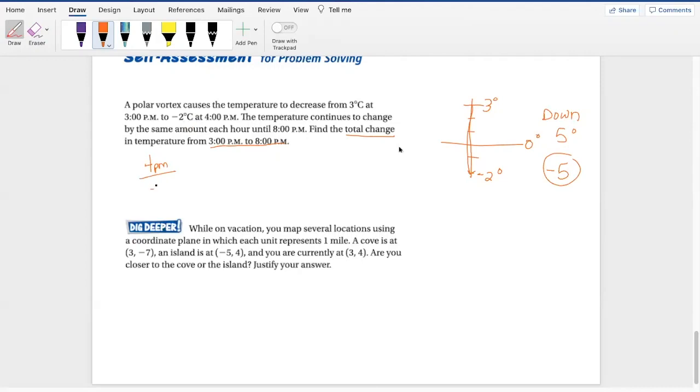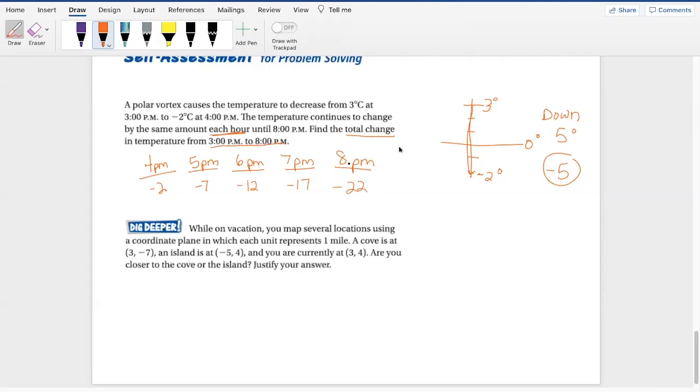I was at -2. And it's going to continue to do that each hour. That was important. So it's going to keep dropping 5 degrees each hour. So that means then at 5 p.m., if it goes down another 5 degrees, I'll be down at -7. 6 p.m., down another 5 degrees, I would be down to -12. 7 p.m., down another 5 degrees, -17. And then finally at 8 p.m., I'm going to end up at -22 degrees.